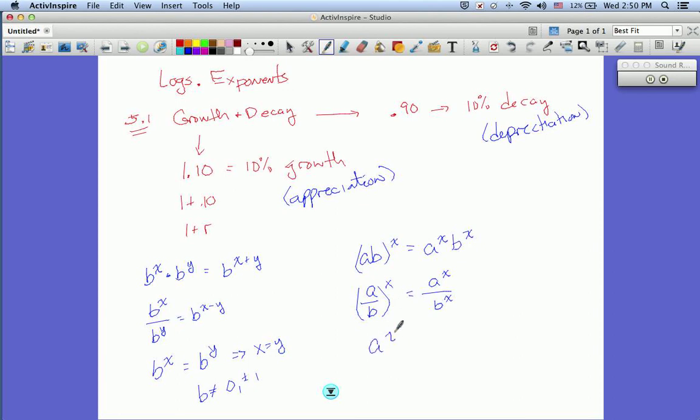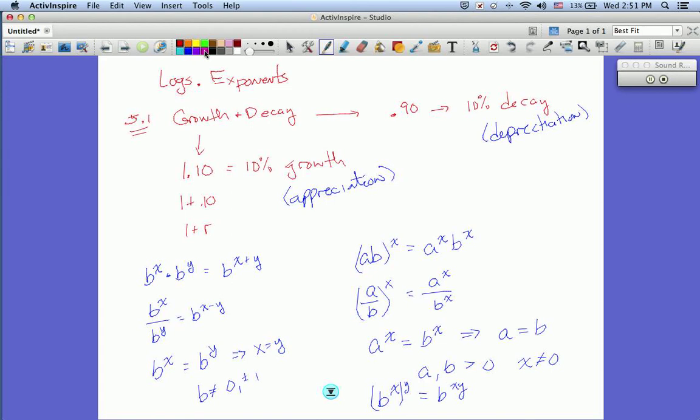Of course, a to the x equals b to the x implies that a equals b then as well, with the same restrictions about a and b. They have to be positive. A and b are greater than 0, and of course x cannot equal 1. And then you have the power to a power, b to the x to the y equals b to the xy. Alright, so those were the main focus of Unit 1.